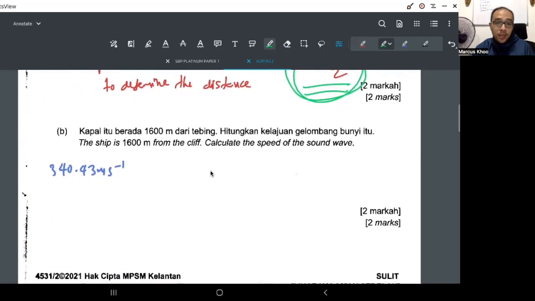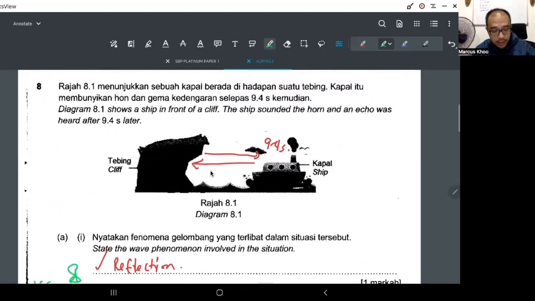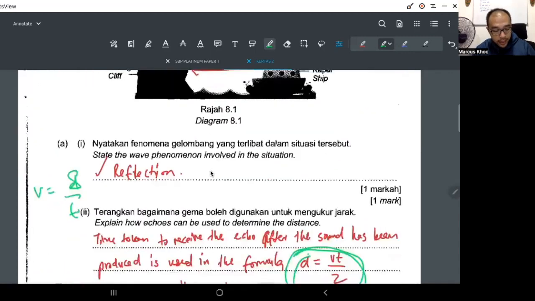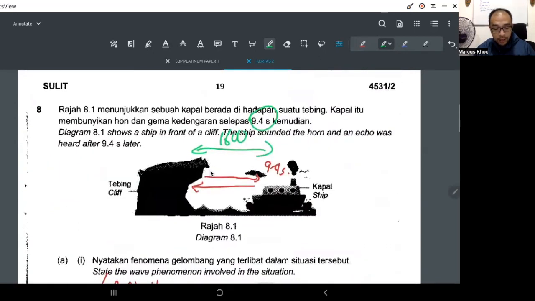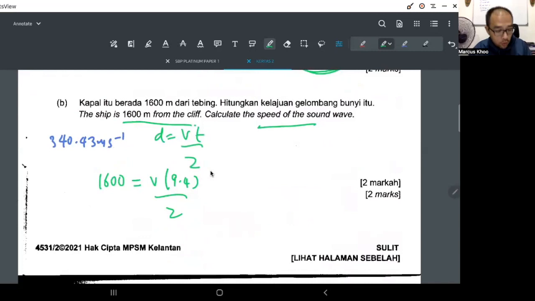Okay, so the ship is 1,600 meters away from the cliff. So they already give you the distance. Wow, 1,600. Okay, you have the 9.4 seconds. So you can determine the speed of the sound of the wave. 1,600, D equals to Vt over 2. 1,600 equals to V times 9.4 over 2. Sorry, 9.4? Yeah, 9.4 seconds. Okay, over 2, you should get the answer V equals to 340.43 meters per second. Okay.